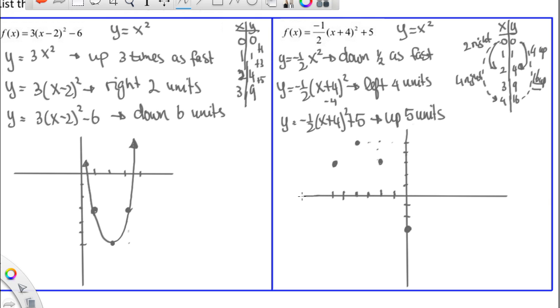So then symmetry tells me that if I go 2 more this way, it should be about there. So then my parabola looks this way. That's something over there. Alright, that's as good as it's going to get for me today without graphing paper. Okay, thank you.